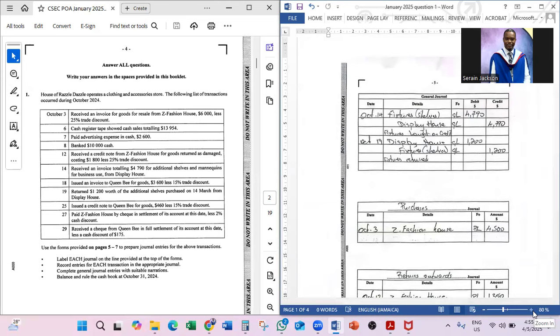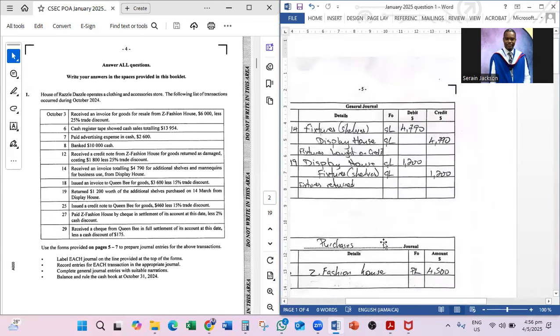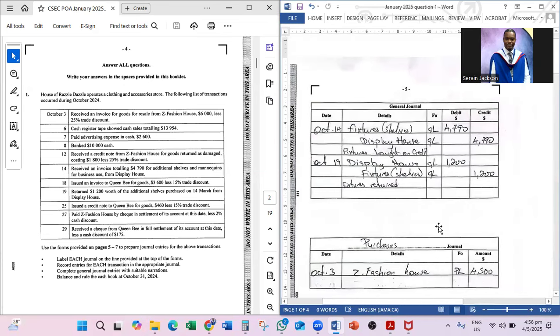And if you look, I have a name for it here, right? I call it fixtures, because really it is fixtures for the shop. The shelves and the mannequins, all these things are the fixtures for the shop. So October 14, if I write shelves and mannequins, that would be okay, just the same. If I write fixtures and put shelves in brackets, that still would be okay. If I write fixtures alone, that still would be okay, right? So you record it in the general journal.